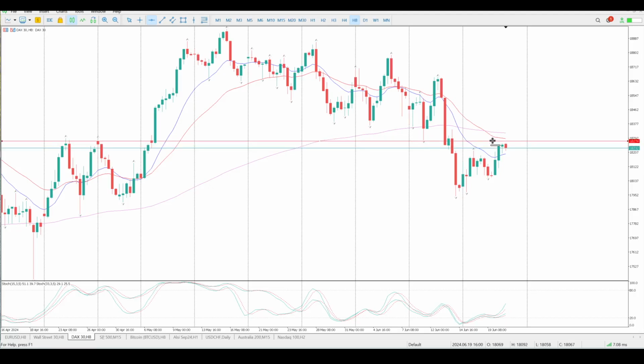A couple of things on the cards here. We are coming up to this area of resistance. I just want to put both these levels in. It's a very tight little zone that we're coming up to. We'll look at those levels in the lower time frame.